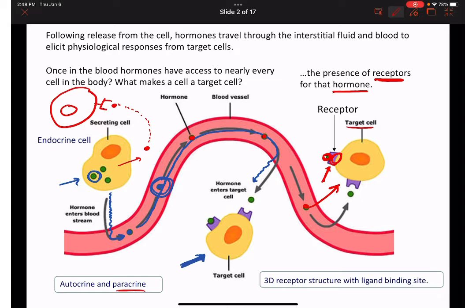Another thing that can happen is this hormone can turn around and it can bind to a receptor on the same cell that released it. And that is called an autocrine effect. So there's lots of different ways that these hormones can get to their target cells. They can travel through the interstitial fluid, or they can travel through the bloodstream and go to a completely different area of the body to act on a target cell.